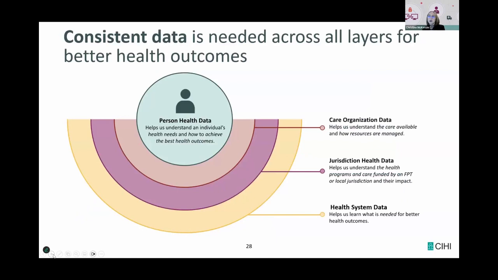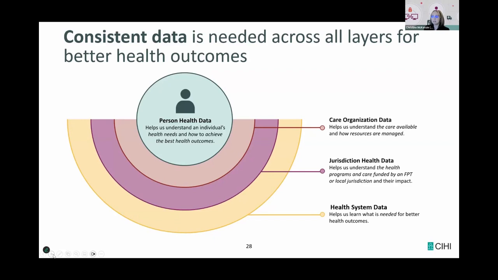So this is a high level view of what the information model looks like. And I'm going to show you the actual information model in the next slide. But what I wanted to do is orient you to the concepts and what we're doing in the information model here. So what's really key is that we need consistent data to flow across all of these layers and within those layers and across those layers to really ensure better health outcomes for a person.